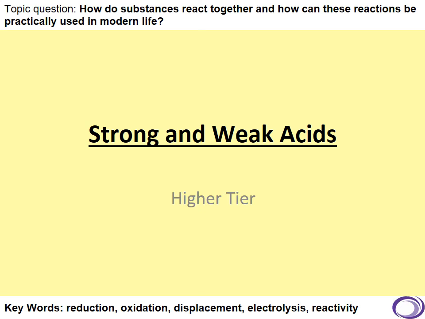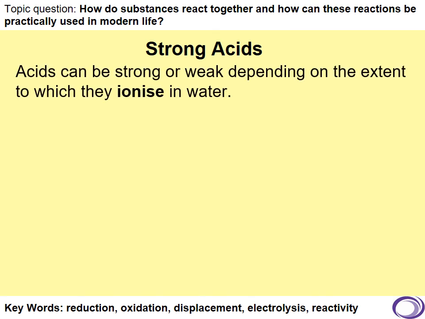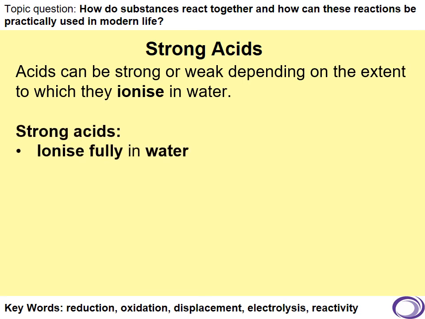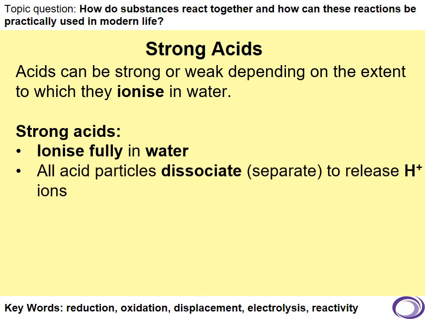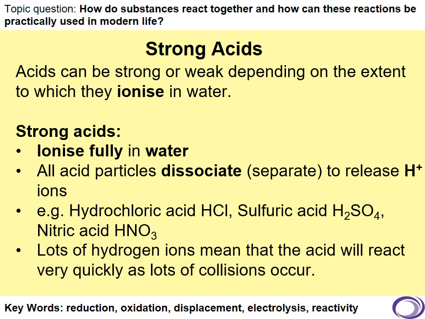If you are studying the higher tier, then you will also need to know the difference between strong and weak acids. So strong acids are acids which can be fully ionized in water. This means that all the acid particles dissociate to release their H+ ions. Examples of strong acids are hydrochloric acid, sulfuric acid and nitric acid. And because they release lots of ions, it means their reaction is very quick.